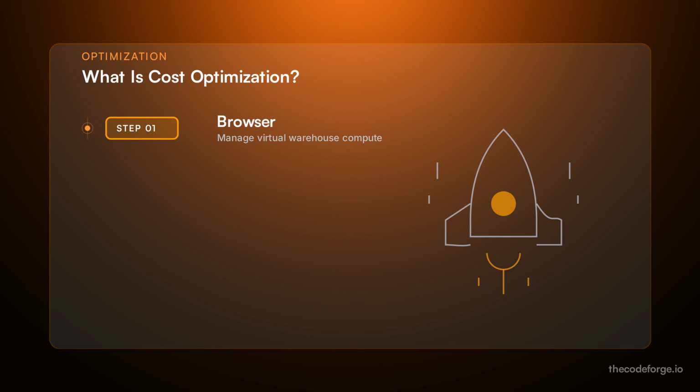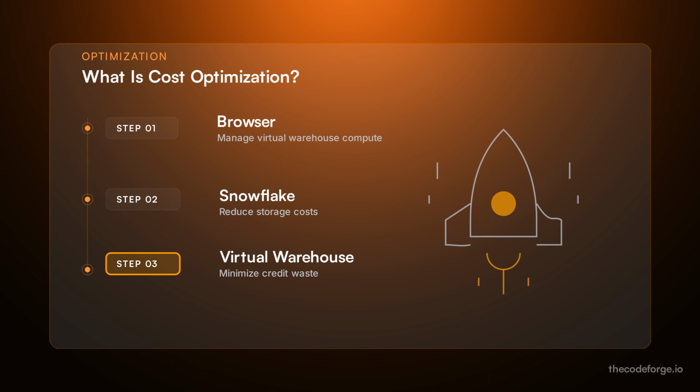Snowflake Cost Optimization means managing virtual warehouse compute, reducing storage costs, and minimizing credit waste across both compute and storage. Think of it like a cloud kitchen. You pay for ingredients, storage, and the chef's time, compute. To reduce storage costs, you might freeze unused ingredients or buy in bulk.